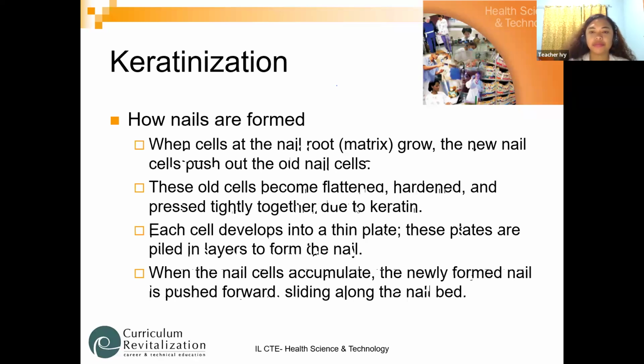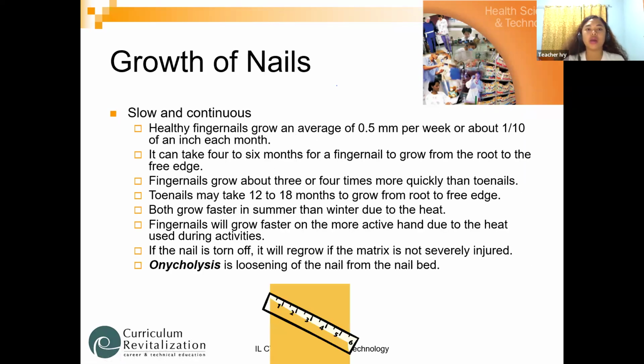Next slide. Oops. So here, let us go to the growth of the nail. Okay? So the growth of the nail is slow and continuous.